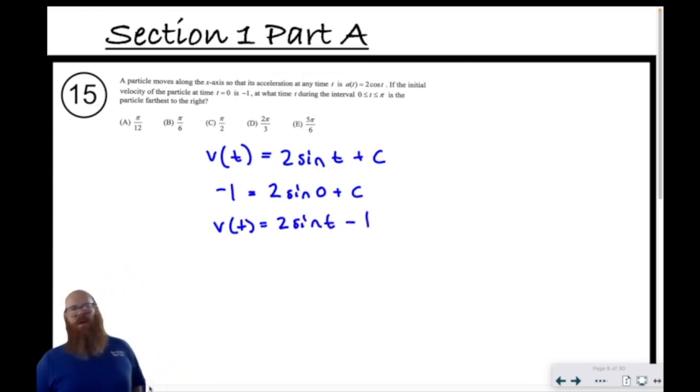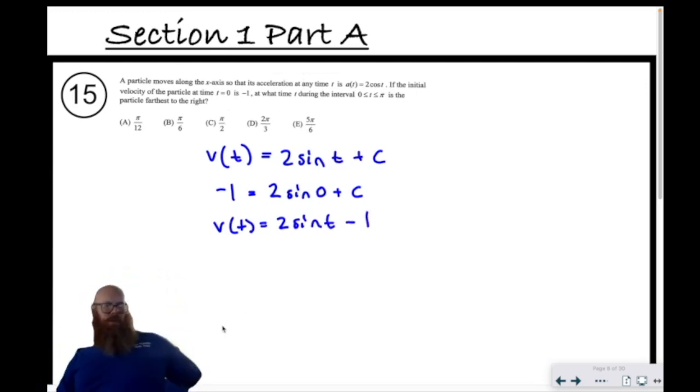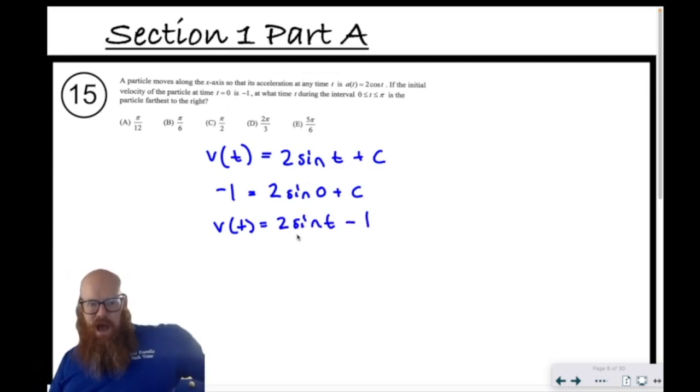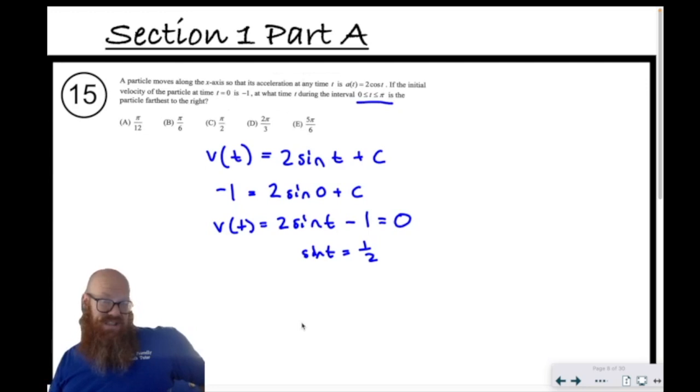All right? Now I want to get an idea. I want to do a number line for this, and I want to find the critical numbers, essentially, of v of t, right? So I set that equal to 0. I end up with sine t equals 1/2. And if we're on the interval 0 to pi, we should know that sine is 1/2 at pi over 6 and 5 pi over 6.